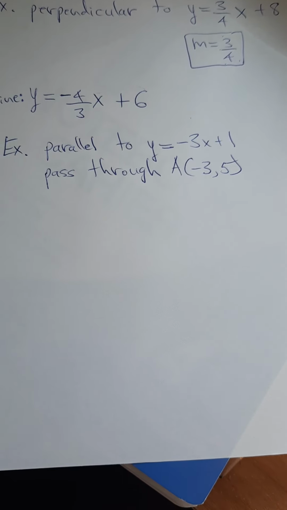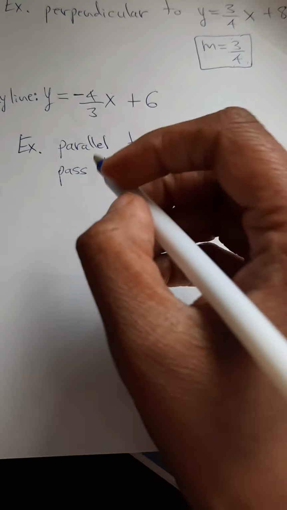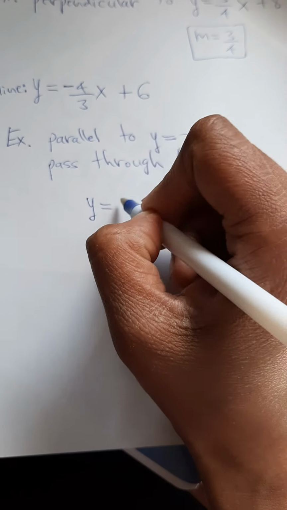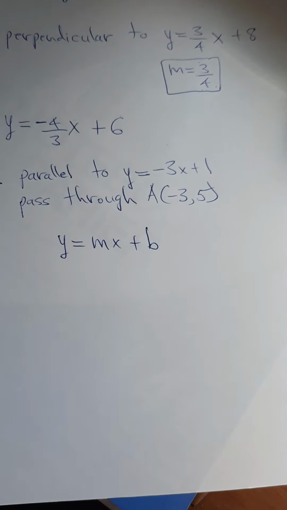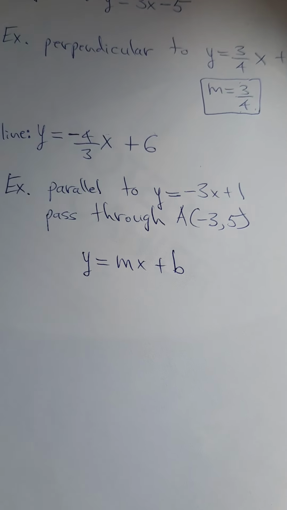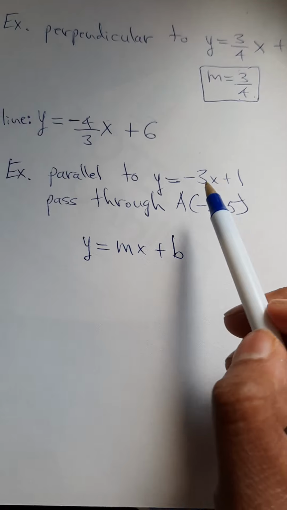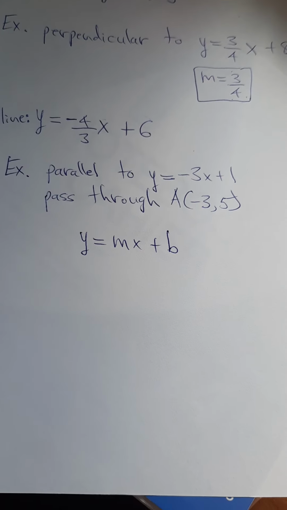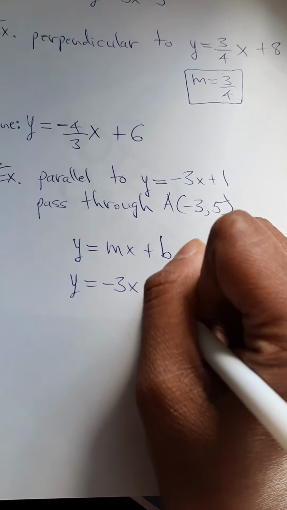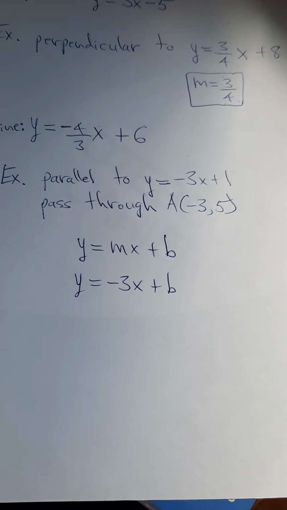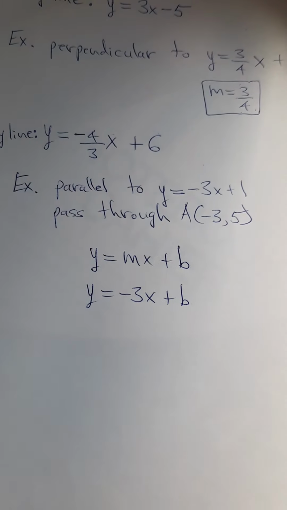So what we're going to do, because my line has to be parallel, let's write y equals mx plus b. And it has to be parallel to this line. So if you look closely, this line has a slope of negative 3. So the slope of my line should be negative 3. So I'll put negative 3x plus b. Everyone's good so far?